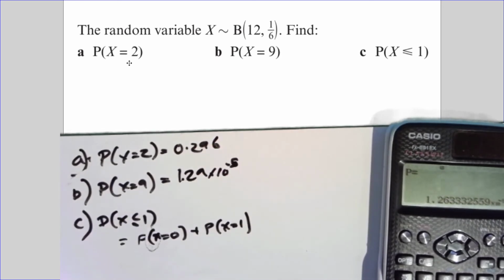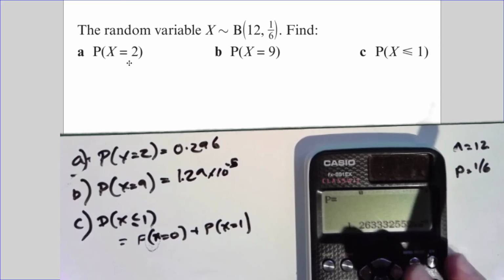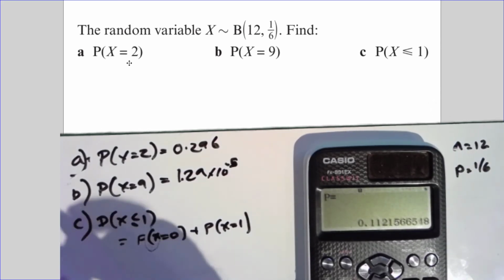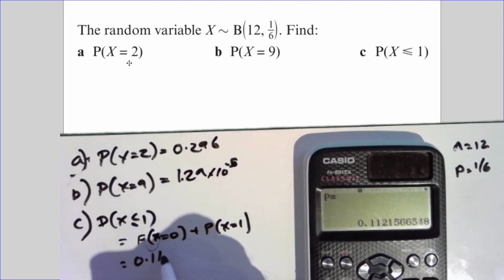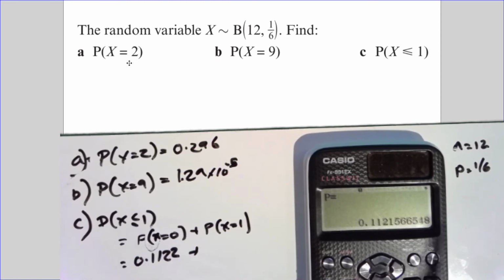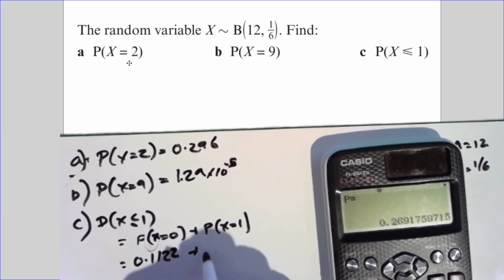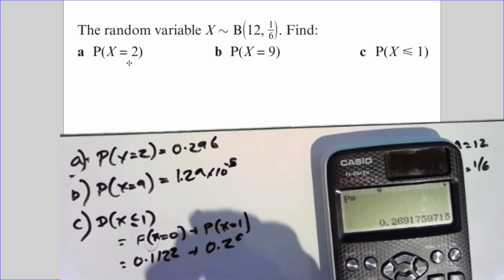Because if we're less than or equal to 1, then that leaves options for 0 and 1. We could have no successes or 1 success if we were asked to do the probability that we get 1 or fewer successes. So going back to here, we can put in 0 for this one, and we get 0.1122 plus, and then we can press equals again, we can put a 1 in for here, and we get 0.2692.